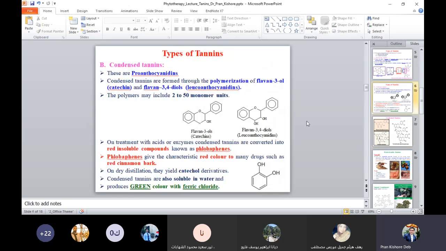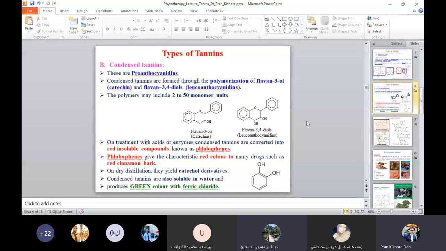Now, can you tell me the difference between hydrolyzable tannin and condensed tannin? Three major differences. Esterification in the hydrolyzable, there is an ester, and in the condensed tannins, polymerization. Say it nicely. What you said is correct, but say it in a proper way, as if you are writing in the exam. Hydrolyzable tannins. See, there is a difference between hydrolyzed and hydrolyzable.